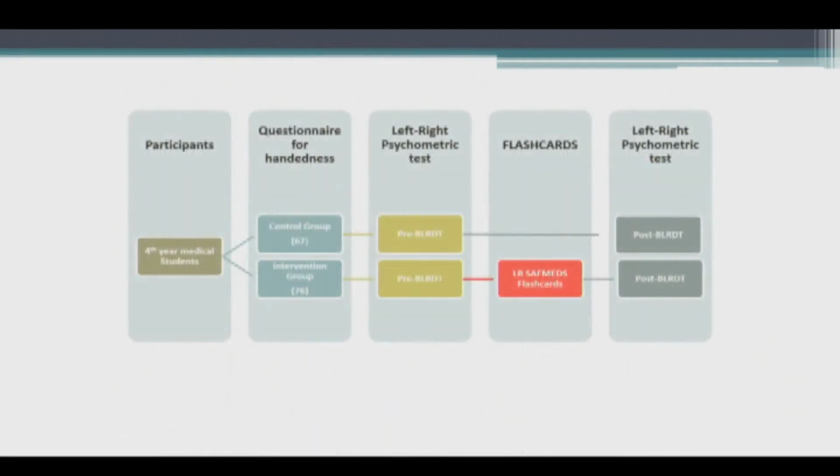Our study was 40 medical students, control and intervention group. Each participant did a pre-Bergen left-right test. After 5 days, they did a post-Bergen left-right test, and the intervention group got the left-right self-made cards to practice twice a day, supervised, and then they could also do it on their own.